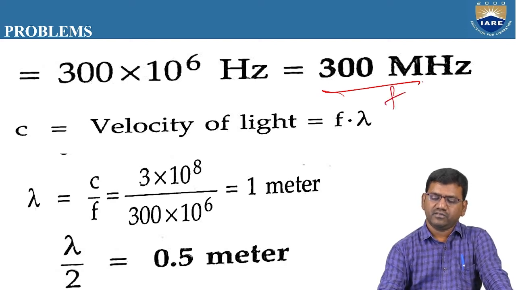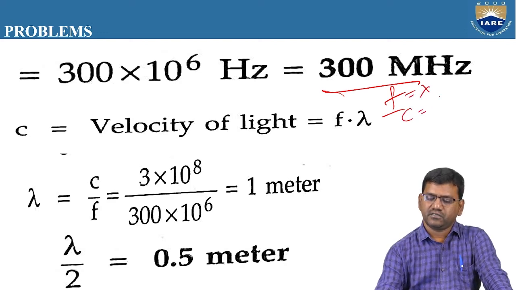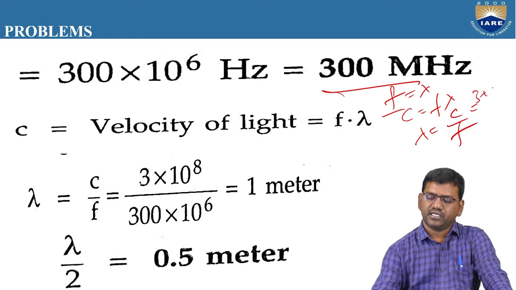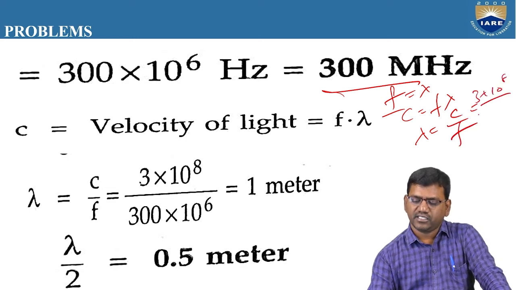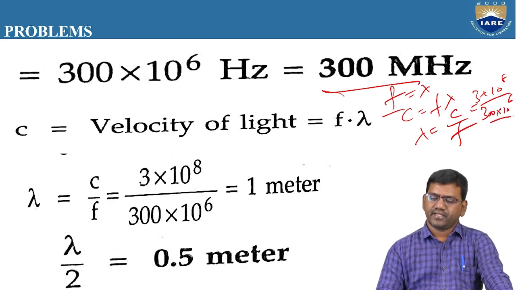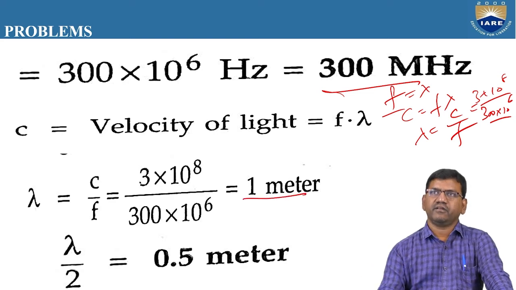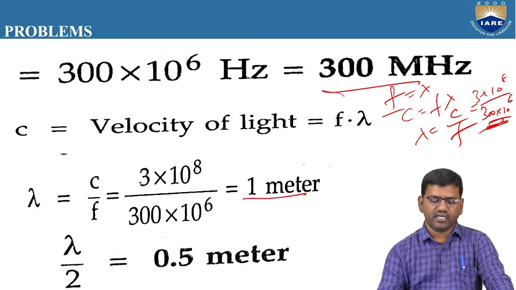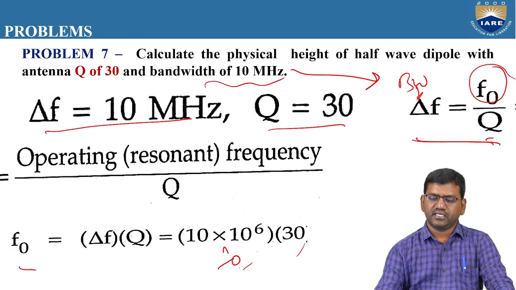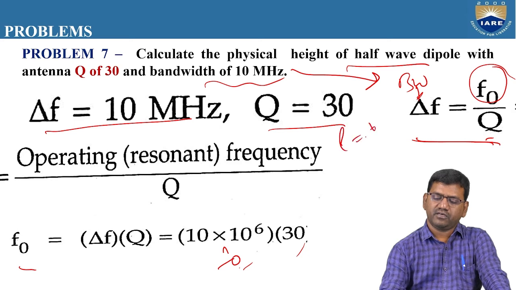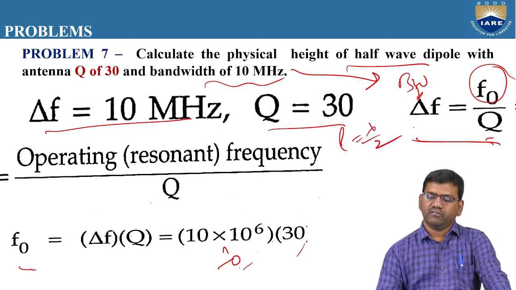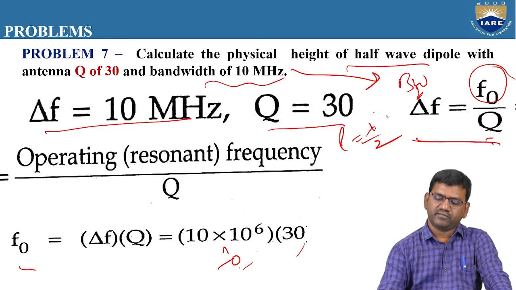If you have the F naught value, you can determine the value of lambda. C is equal to F lambda, and lambda is equal to C by F. What is C? 3 into 10 power 8. And we got here 300 into 10 power 6 as the frequency. Right? So if you simplify this equation, you will get 1 meter. And what is asked here? For a half wave dipole antenna, L will be equal to lambda by 2. So we need to determine the value of lambda.